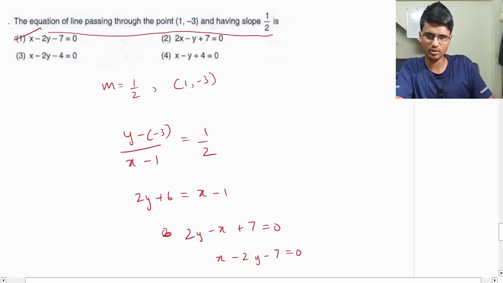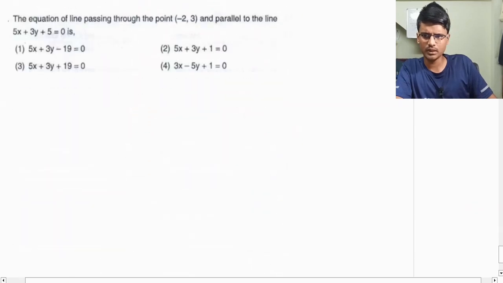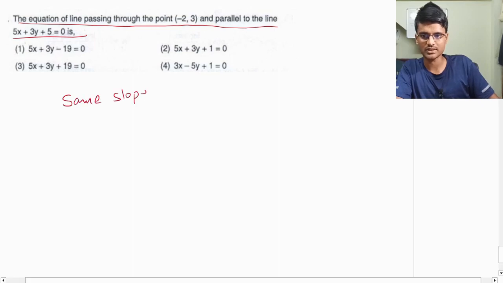Okay, moving on. This is a very easy question. Yeah, this is an important question. The equation of the line passing through the point and parallel to the line. Parallel lines have the same slope. Okay, we learned this in our previous class. Very important. You can expect a similar question in your exam. Okay, this is an important one.